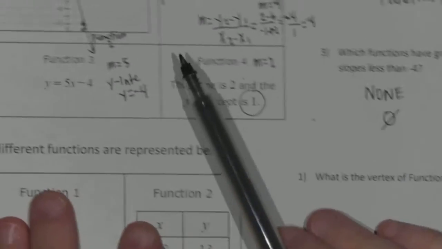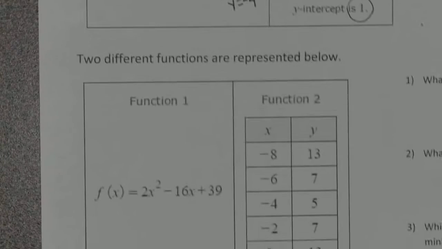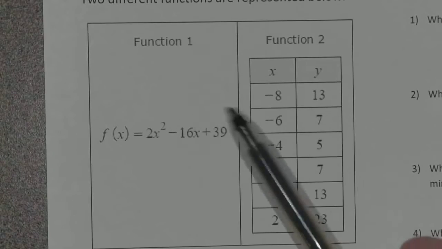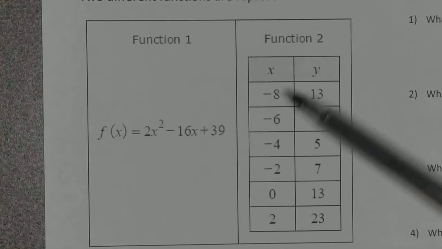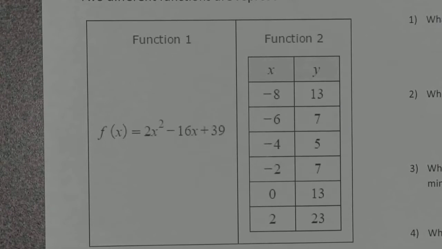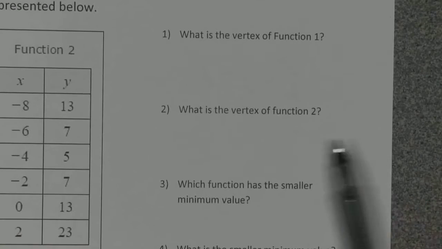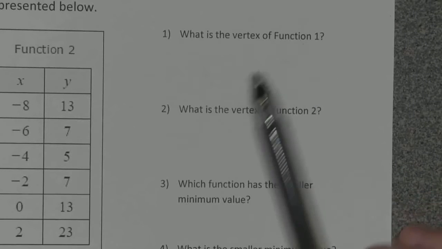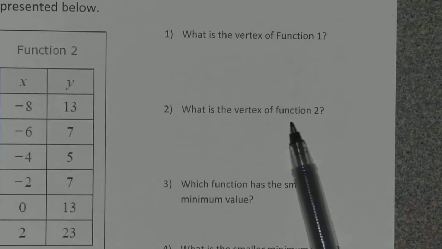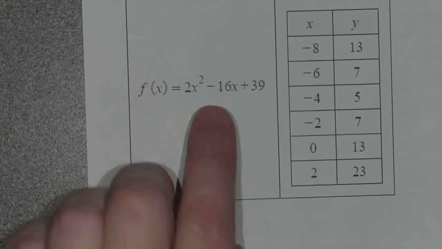Okay, these were all lines. They were all compared together as lines. Now we're going to look at two functions that are parabolas. They have the power of 2, and I know that they're parabolas. And mostly I know that because of the way the questioning starts over here. It says, what is the vertex of function 1? And what is the vertex of function 2? Okay. Does anybody remember how we can find the vertex of a function when it's in standard form?